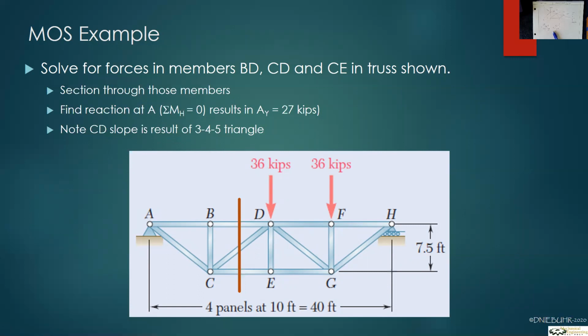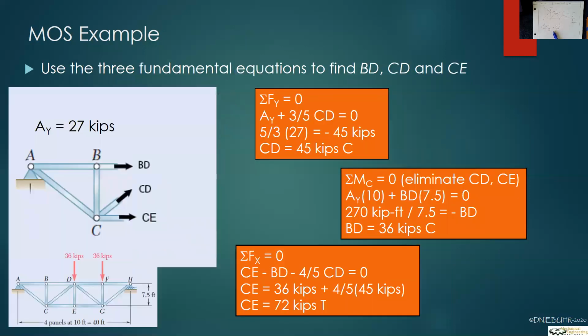And we have our cut. We're interested in finding specifically BD, CD, and CE, so we'll cut through those, as the line shows. The one thing to note is that the CD slope is a 3, 4, 5 triangle based on the dimensions. If you divide 7.5 by 2.5, you get 3. Divide 10 by 2.5, you get 4. So there's 3, 4. Once we have this, we're going to redraw it, and you get something like this.